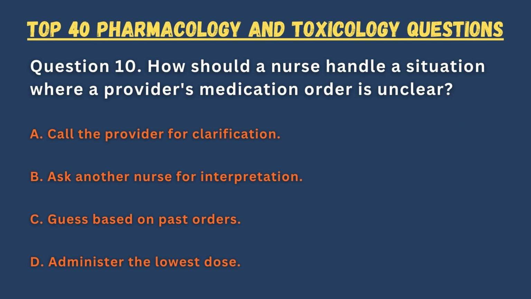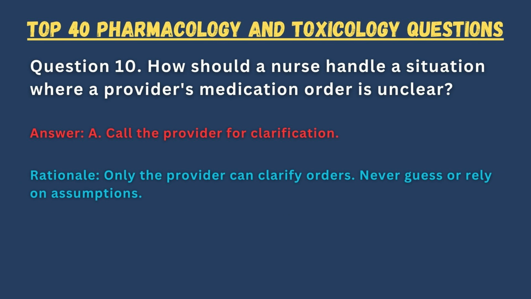Question 10. How should a nurse handle a situation where a provider's medication order is unclear? A. Call the provider for clarification. B. Ask another nurse for interpretation. C. Guess based on past orders. D. Administer the lowest dose. Answer. A. Call the provider for clarification. Rationale. Only the provider can clarify orders. Never guess or rely on assumptions.